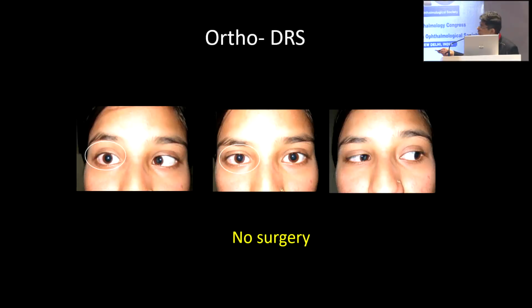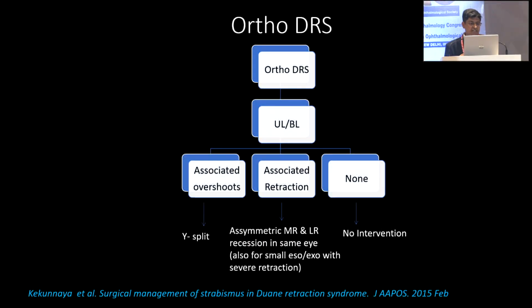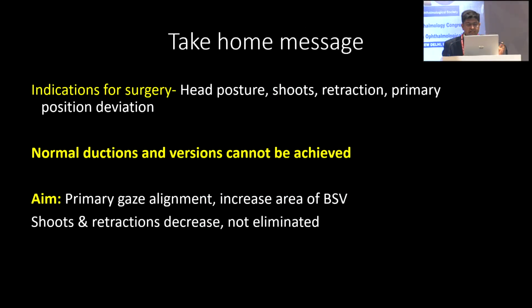In orthophoric Duane's, really do not think of doing any surgery, because I don't think you can do any better than what she is now. So in Duane's, if you have co-contractions or retractions, you need to tackle that. If you don't have any of these abnormalities, you probably do not need to do anything. So with associated retractions or upshoots, you will have to tackle both the medial rectus and the lateral rectus, ensuring that you do not have any kind of consecutive esotropias, exotropias, or any abnormal position.